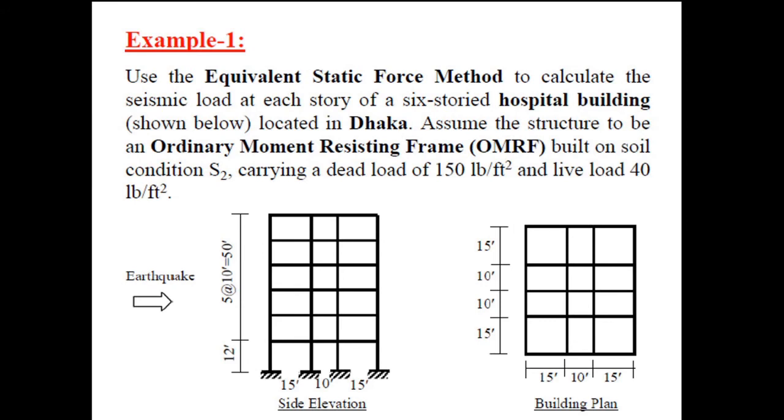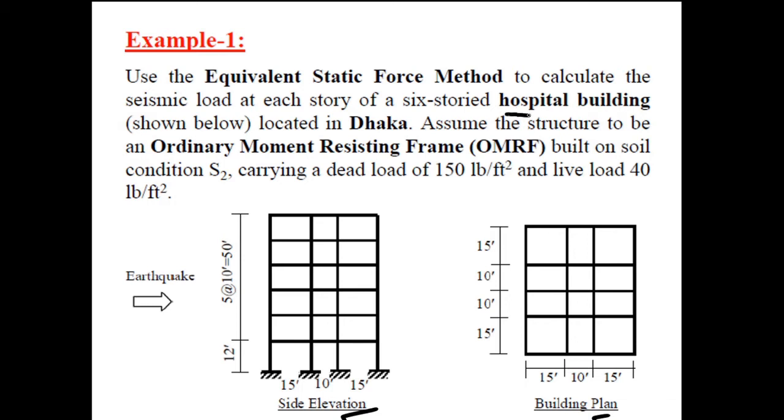Now here is a problem given. Here is the plan view, building plan, and here is the side elevation. So the total area can easily be determined for this structural system. For this structure, the earthquake load is being applied from left to right. Here we can see the use of the equivalent static force method. Here we are asked to use the equivalent static force method to calculate the seismic load at each story of a 6-storied hospital building.